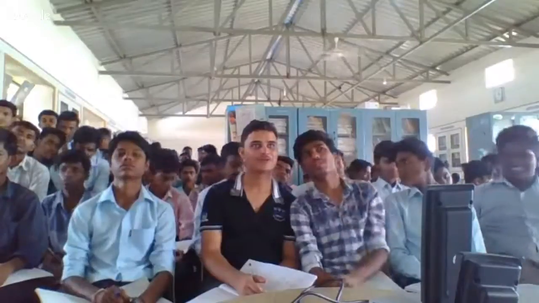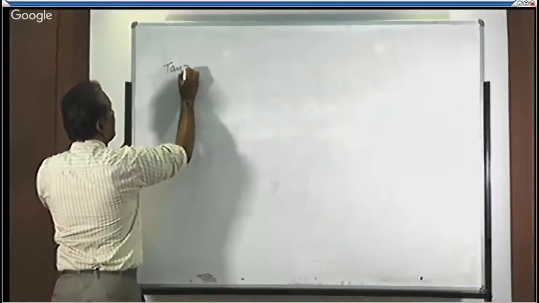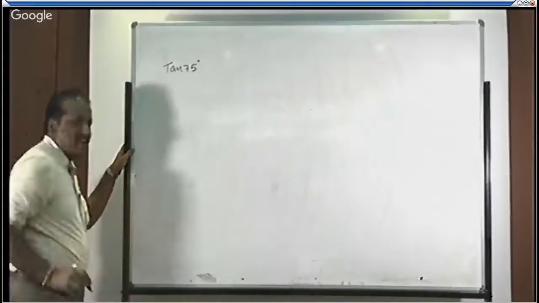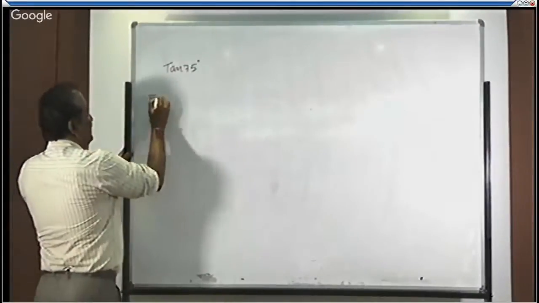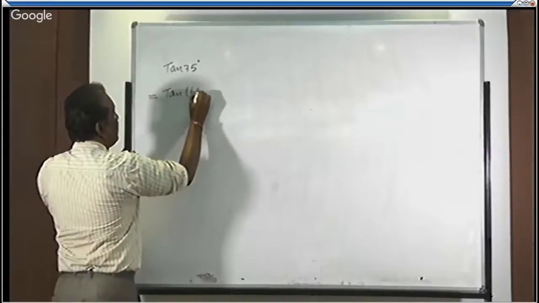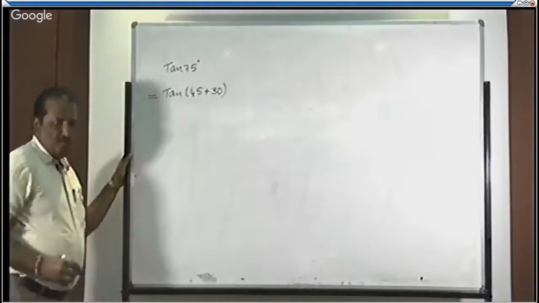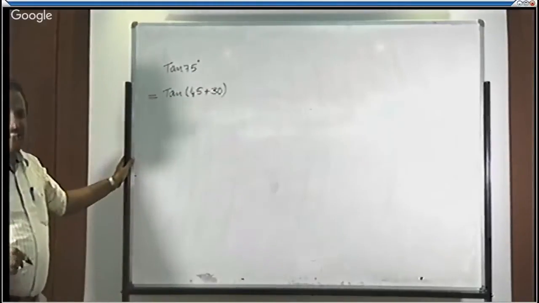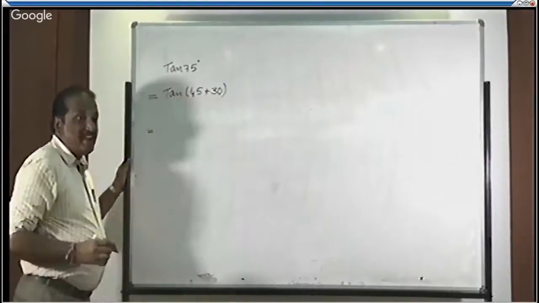Now, let us continue the same. Find the value of tan 75 degree. As in the previous cases, you can rewrite 75 as 45 plus 30. Treat 45 as A and 30 degree as B. If you treat it like that, this will be in the form of tan of A plus B.